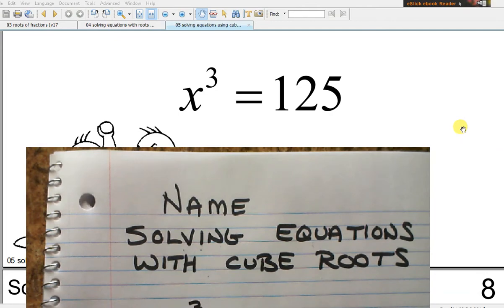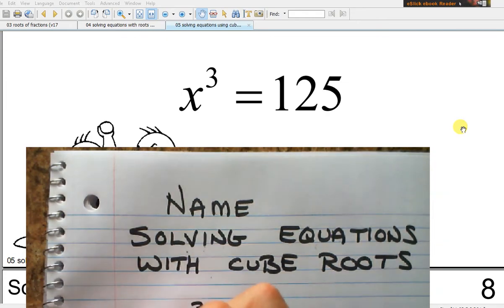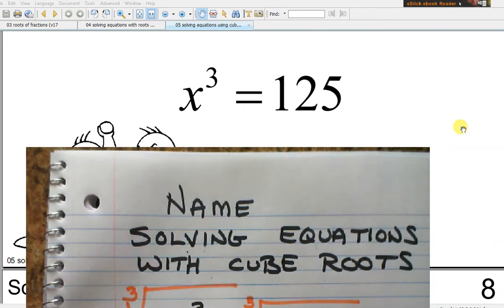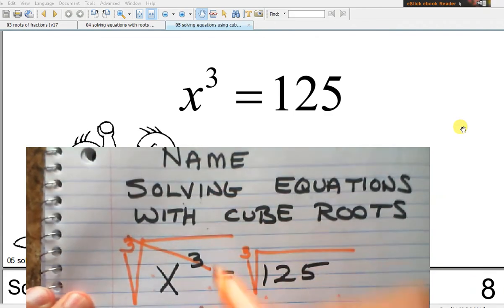My goal is to get the x all by itself. I want it just to be x equals something. But right now I've got a cube bugging that x. How do I fight a cube? I fight it with a cube root. So I'm going to take the cube root of both sides. The cube root cancels out the cube.